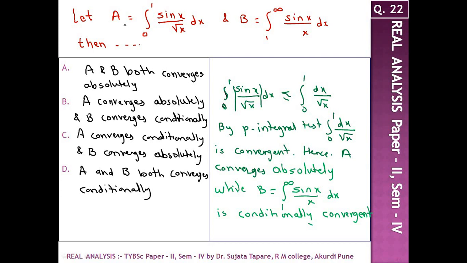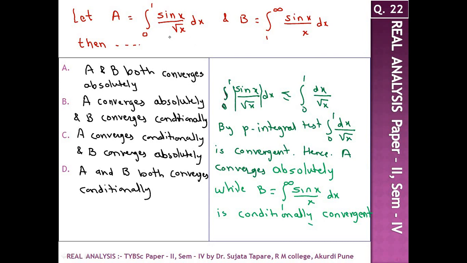Let a is equal to integration 0 to 1 sin x upon root x dx and b is equal to integration 1 to infinity sin x upon x dx. Then: a and b both converge absolutely; a converges absolutely, b converges conditionally; a converges conditionally, b converges absolutely; and a and b both converge conditionally.